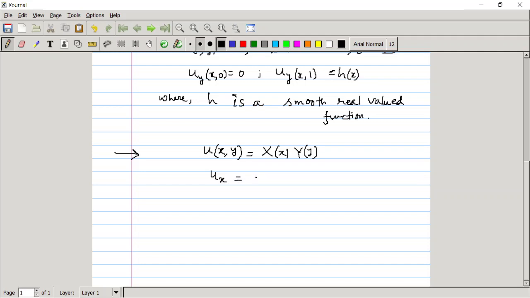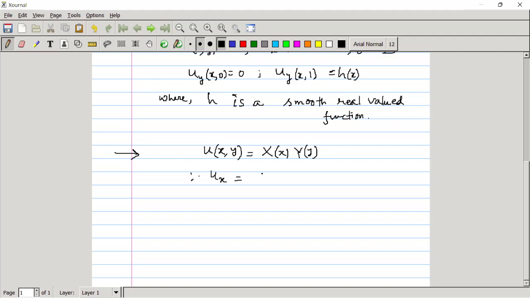Can you tell, Robi? Then u_x, hello, hello, can you tell? Just differentiation with respect to. Hello, you can try, otherwise I will tell.